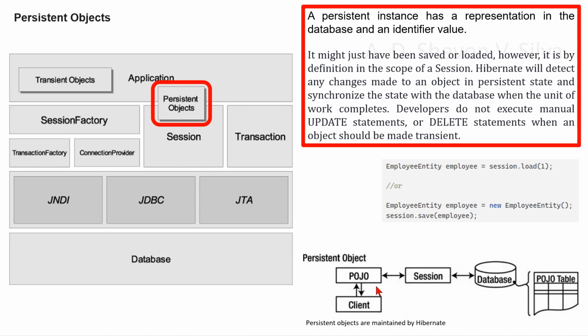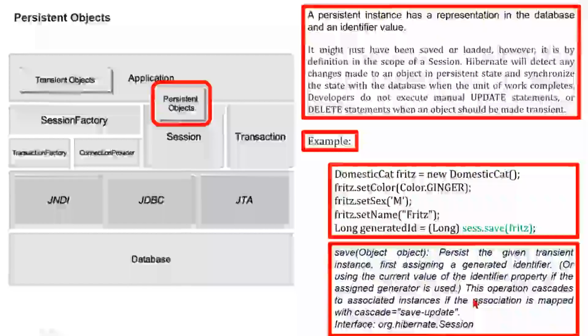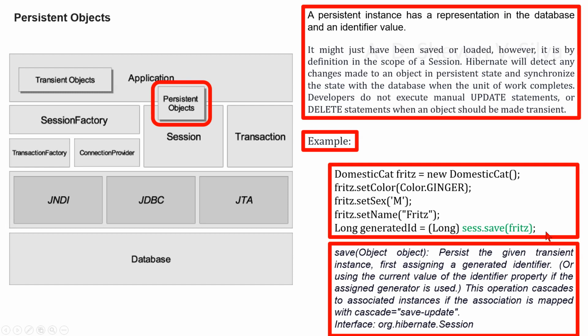Here the client interacts with POJO, POJO interacts with session, session interacts with database. Here you can see the database interacts with the POJO table here. As an example, we can consider this code segment. Newly instantiated instances of a persistent class are considered transient by Hibernate. We can make a Hibernate instance persistent by associating it with the session.